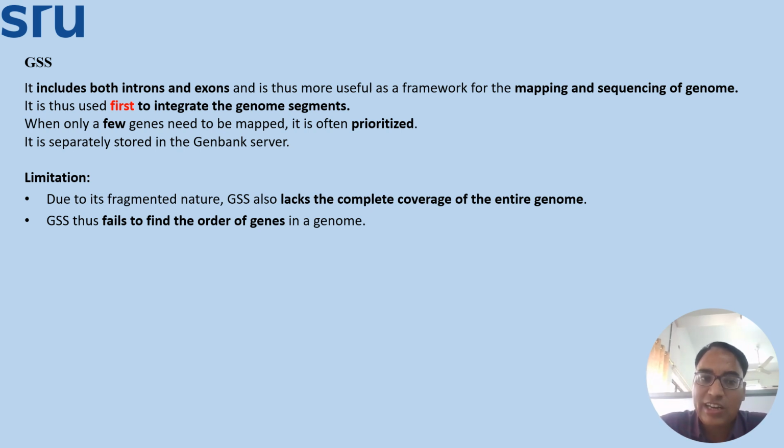So now understand that the only problem here is the GSS is fragmented. We'll get the pieces. The entire coverage is not there. Some piece here, some piece there, some piece there, like that. So we cannot cover the entire genome. Means if you take only GSS, you cannot completely map the entire genome using GSS.